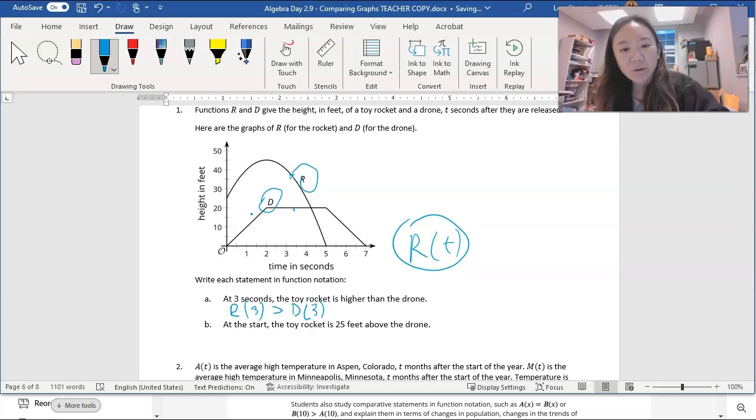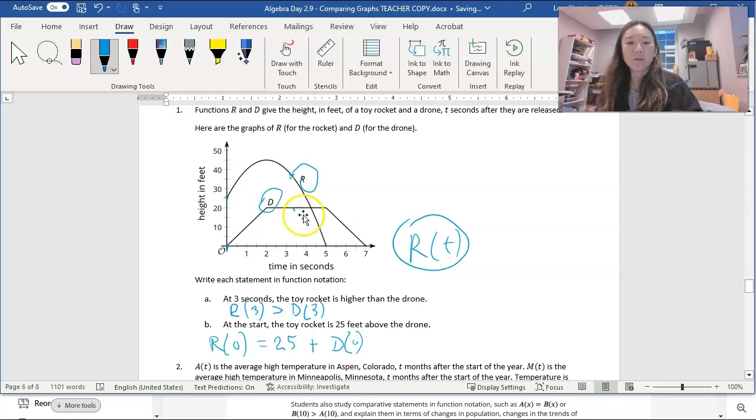At the start, the toy rocket is 25 feet above the drone. So this would be R of 0 equals 25 feet. And it's saying above the drone. Well, the drone is at 0. So we could just leave it as this, or we could also say above D of 0, because D of 0 would be 0. So 0 plus 25 gives us 25.